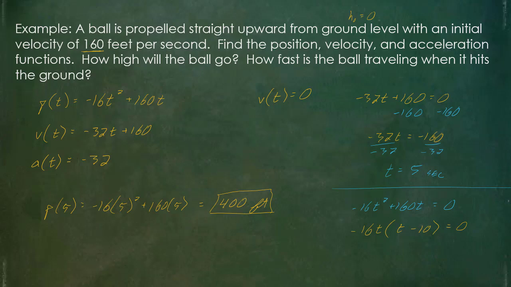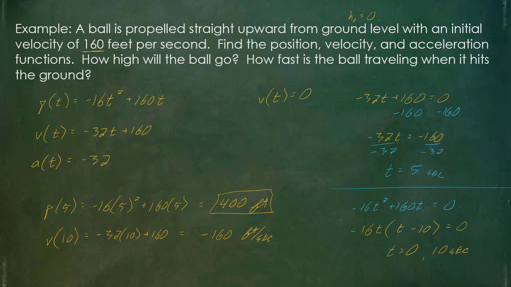So my two places where it would be on the ground would be when I started, which makes sense because the question said it starts at ground level, but then also at 10 seconds. So as far as how fast the ball is traveling when it hits the ground, that's just the velocity at 10 seconds. If I do negative 32 times 10 plus 160, that would give me negative 320 plus 160, which is negative 160 feet per second.